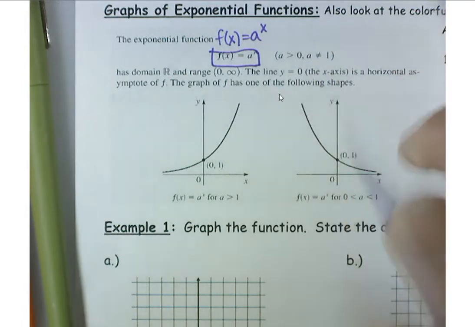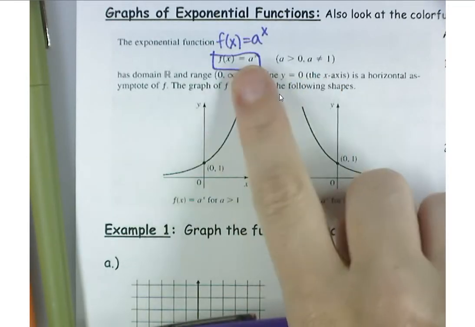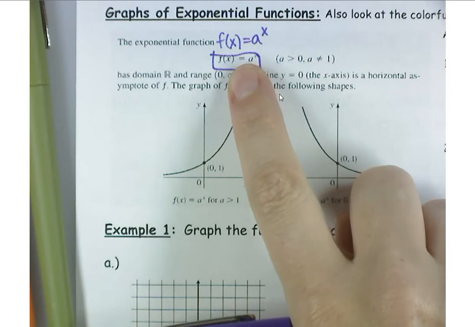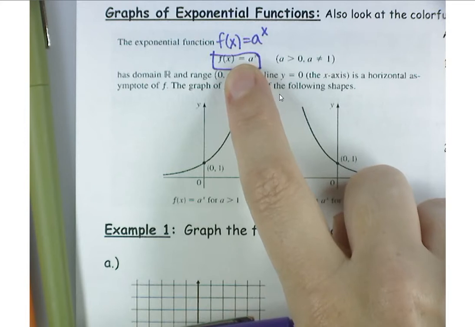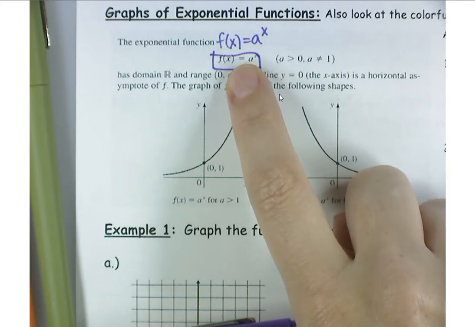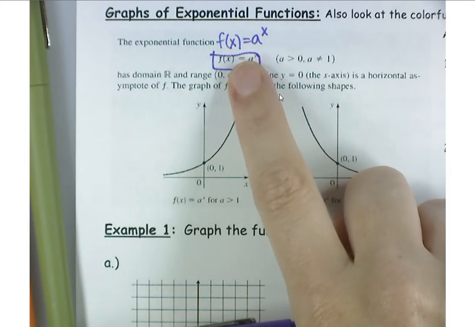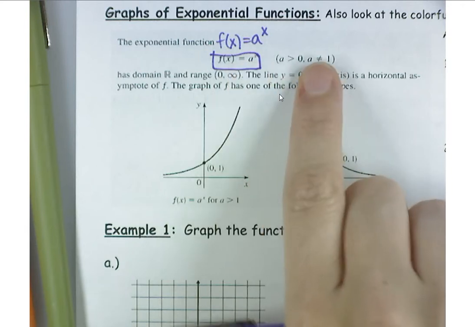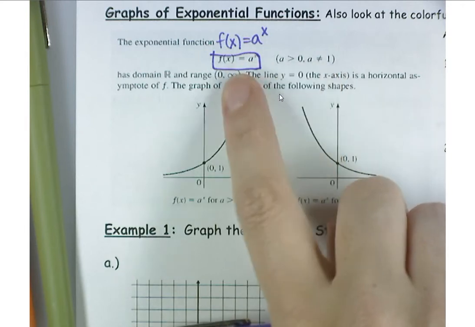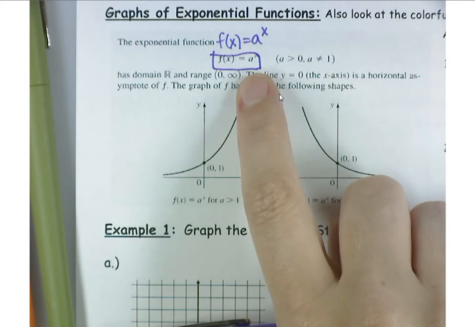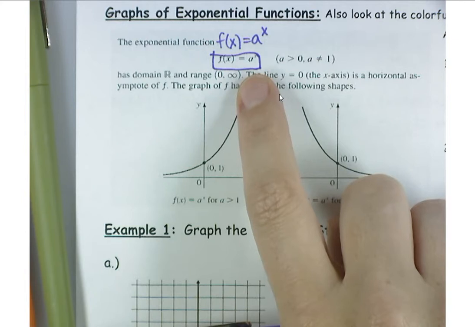A cannot be 1. Think about if a was 1. What would the graph look like? It would be a straight line. Why? Because 1 to any power is 1, so that's why our a value can't be 1. It also has to be greater than 0, because 0 to any power would be 0. 0 to the second would be like 0 times 0.